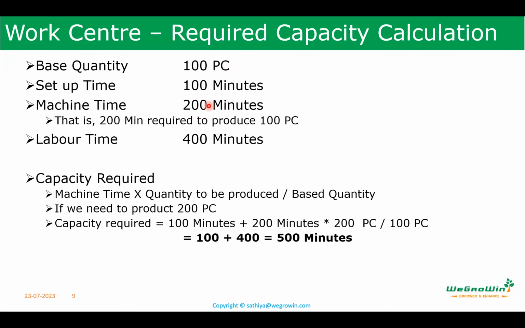In the Excel file that I explained to you, I maintained that per piece, for an individual piece. But here in this example, I'm showing the slide, this is for 100 pieces. So if I want to produce 200 pieces, my time required or the capacity required will be this much.